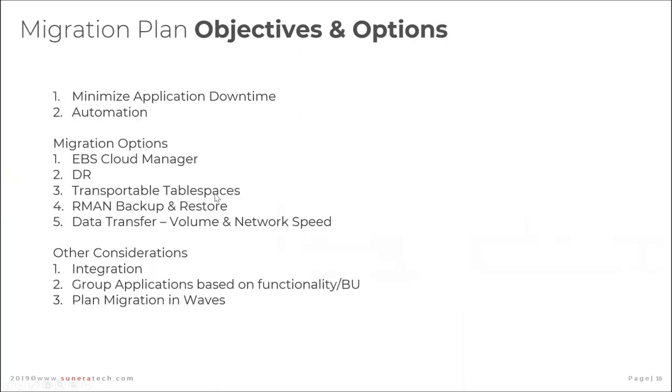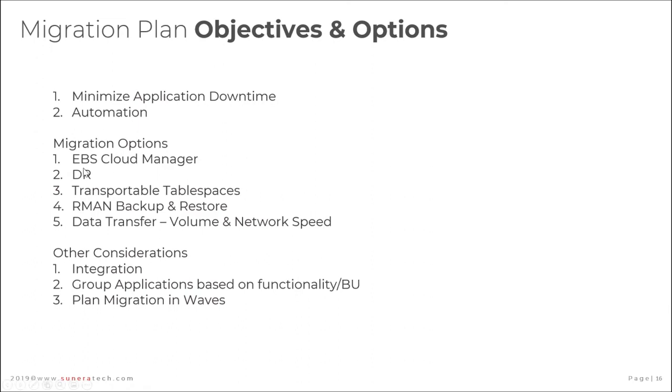So now that we've gone through the first 6 considerations, all of this comes together as a migration plan. So everything has been taken into consideration so far. Ultimately the goals are to minimize your application downtime when you do the cutover from production to cloud, and to automate as much as possible.